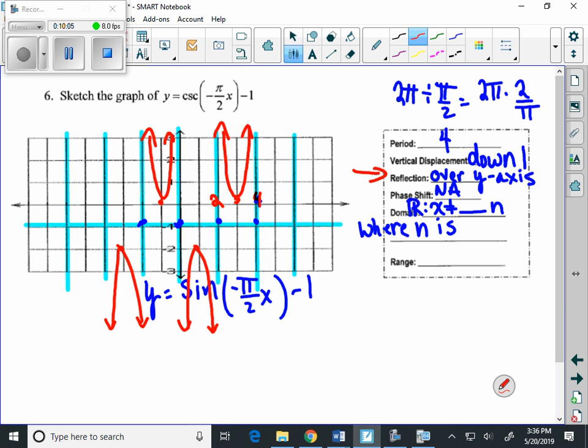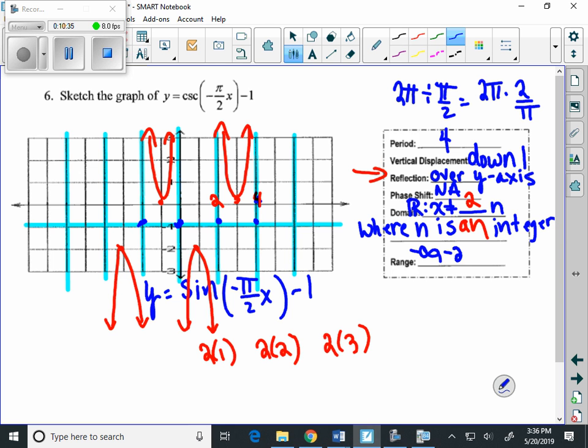That's 4, so my first positive asymptote is at 2. X doesn't equal 2n. And then where n is? Well, 2 times 1 is 2. 2 times 2 is 4. 2 times 3 is 6. It's just going to be an integer. And our range goes from negative infinity to negative 2. And then we're going to go from 0 to infinity.